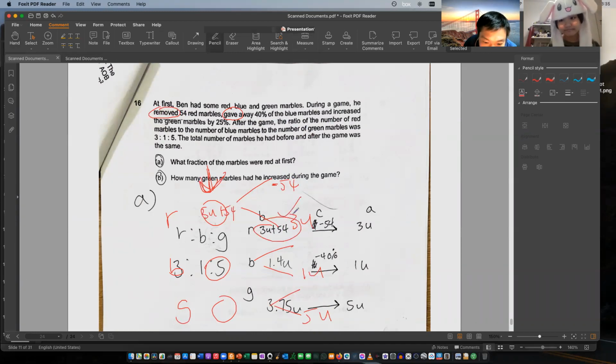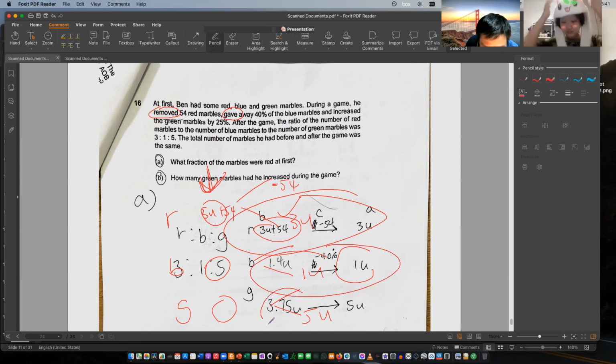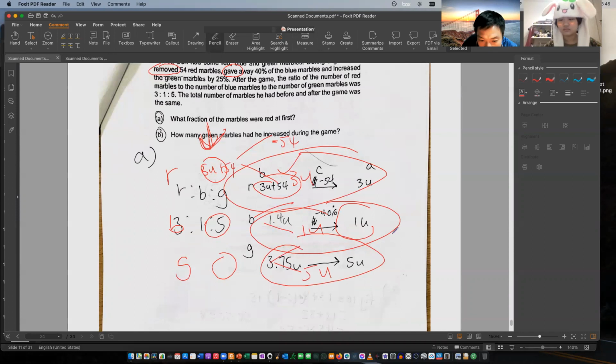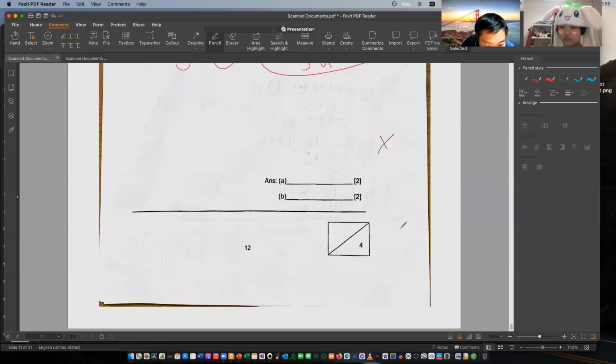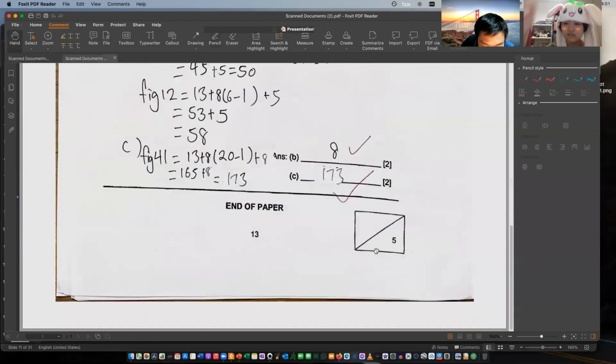I can see some of your work here. The concept is there. But anyway, you can use the branching method so that your presentation is much clearer. Then you should be able to get the answer. Okay, good. So I think one more question.